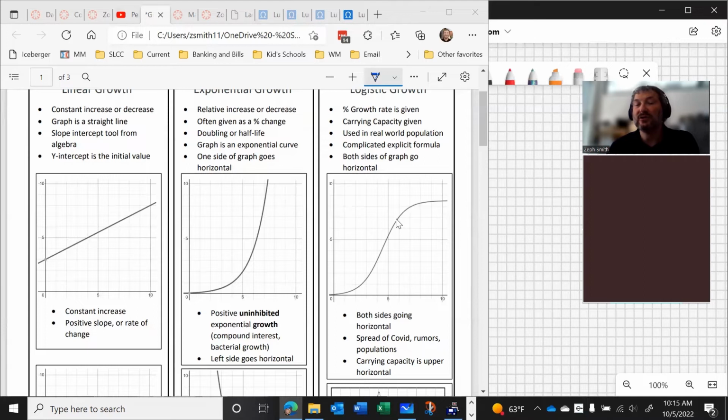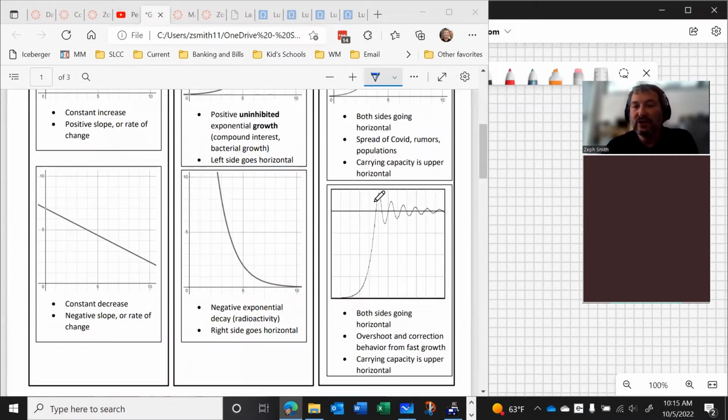Rumors, the spread of rumors also happens. Hardly anyone knows it. Then that one person that tells everyone knows it, and all of a sudden it finally approaches, everyone knows it. And that one last person that figures it out is like, why am I always the last one? Oh, someone has to be. The carrying capacity is the upper horizontal.